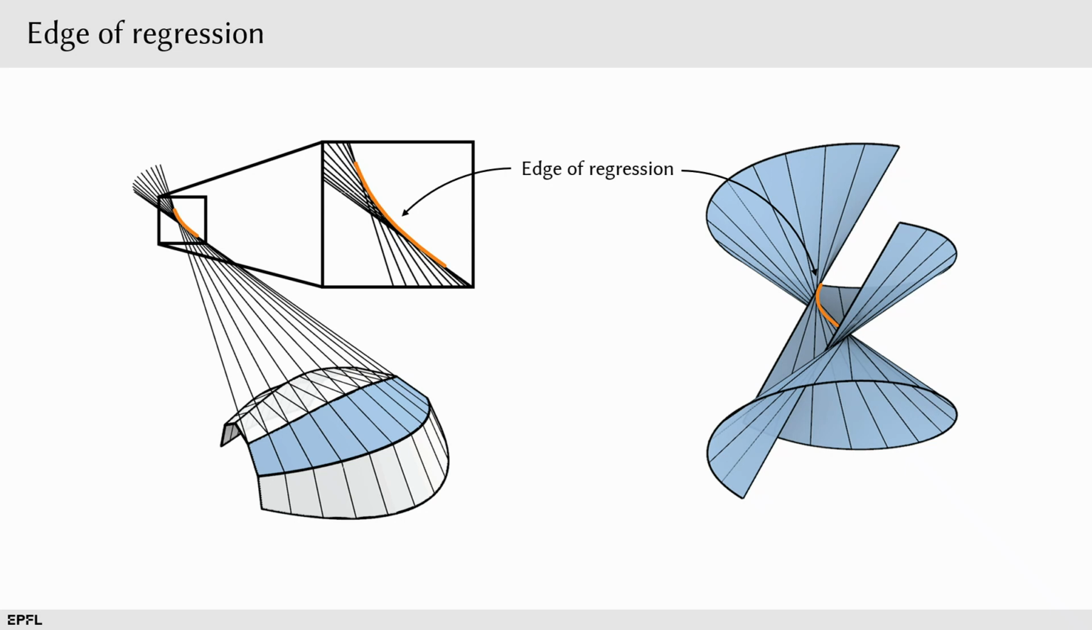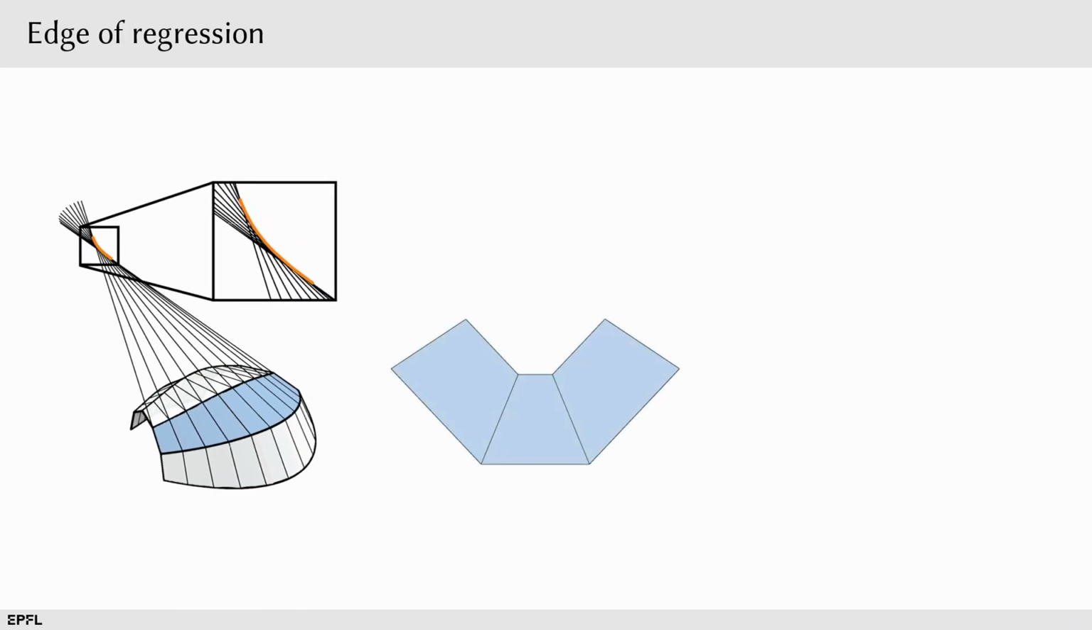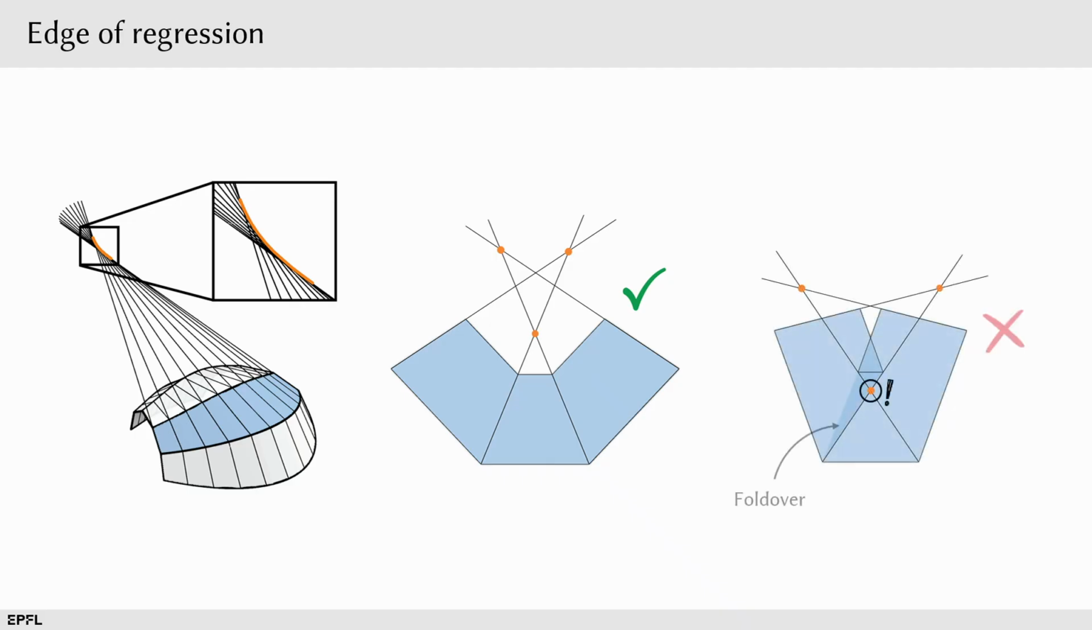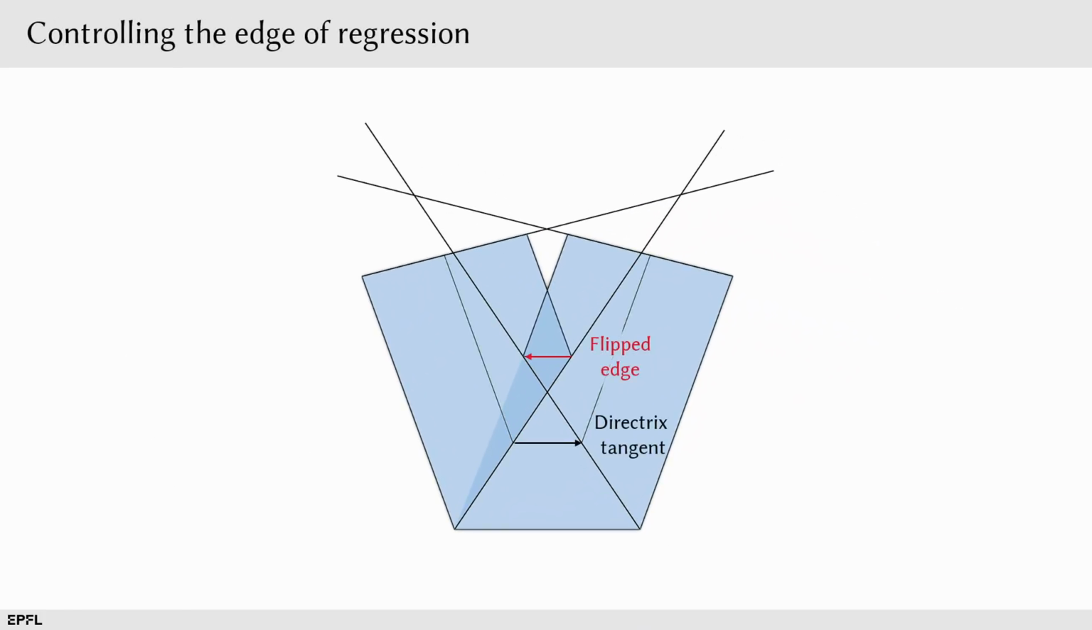When designing with developable patches, one thing to pay attention to is the edge of regression that we have seen before. So consider this simple discrete patch. If the points where the rulings intersect fall outside of the boundary of the patch, then it's all good. But if a singularity falls within the patch, then the resulting strip can have foldovers that correspond to non-physical intersections. So if we zoom into what is happening here, we can see that one of the edges of the patch boundary, the red one, is flipped with respect to the direction that is prescribed by the directrix tangent.